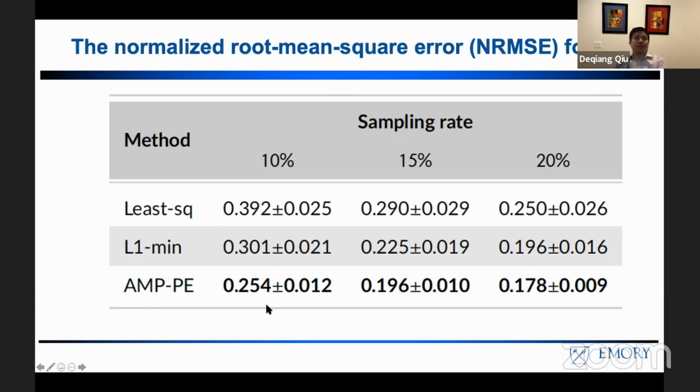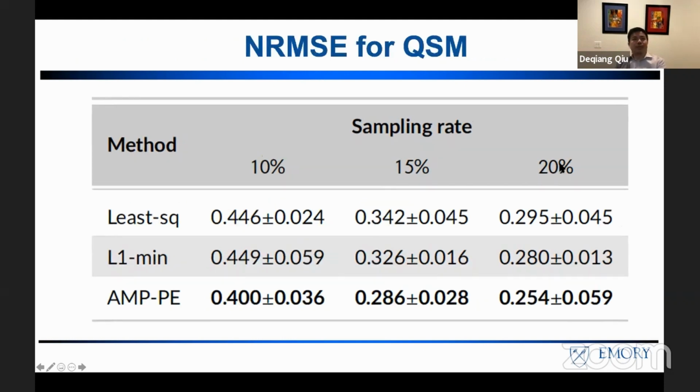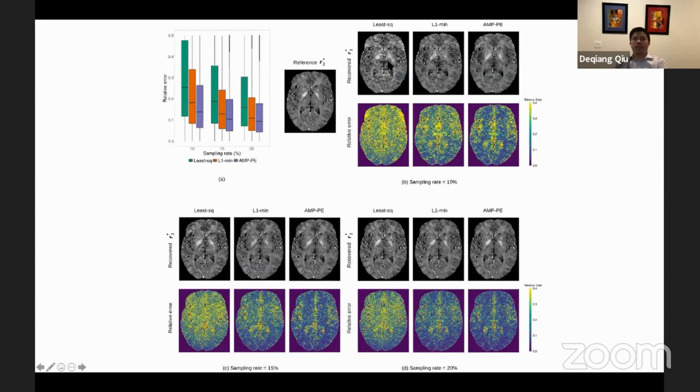And you can see the comparison of normalized root mean square error for the T2 star reconstruction. Our method consistently outperforms the L1 minimization and least square based methods for 10%, 15%, and 20% undersampling rates. And this is the metric for the QSM images. Again, it consistently outperforms L1 minimization and the least square approach. And then this is just showing images for T2 star reconstruction.